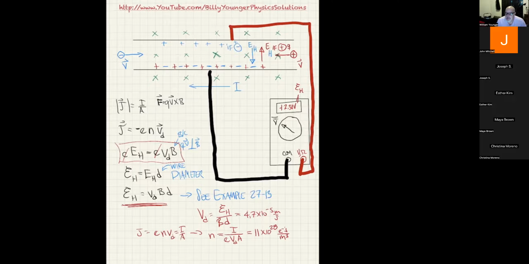You basically have now used the Hall effect. Once you read over example 27-13, you've now used the Hall effect to confirm what we thought, which was that basically copper gives up a little bit more than 1 electron per atom in being a conductor. So any questions on that? This is all called the Hall effect, by the way.